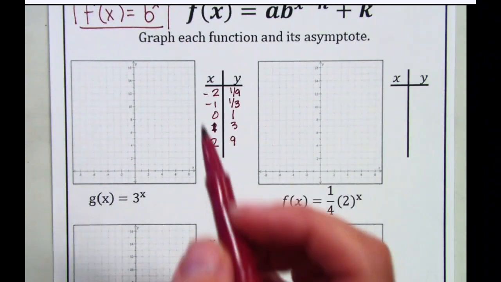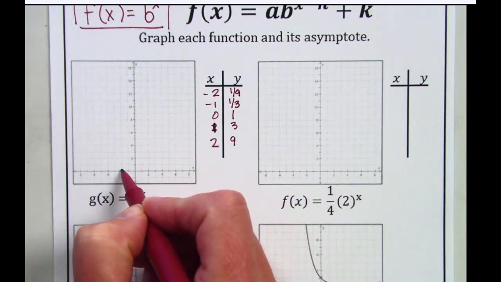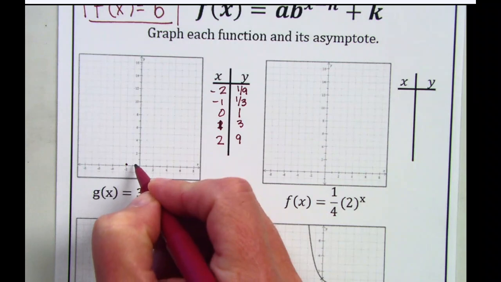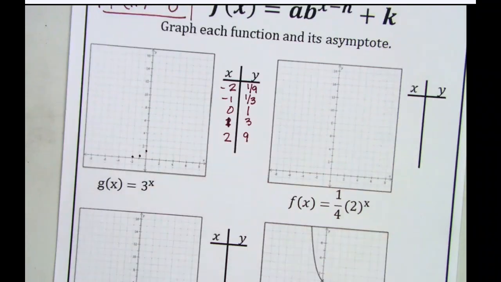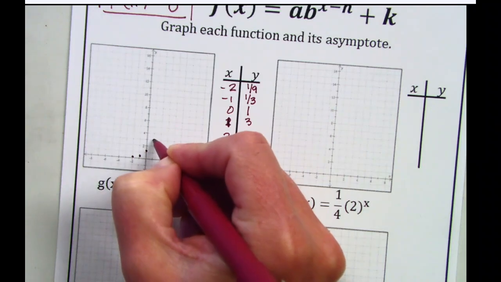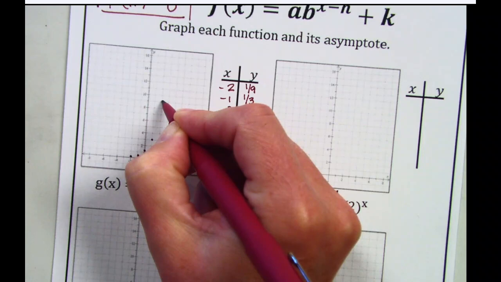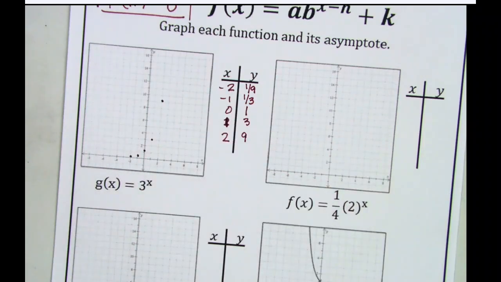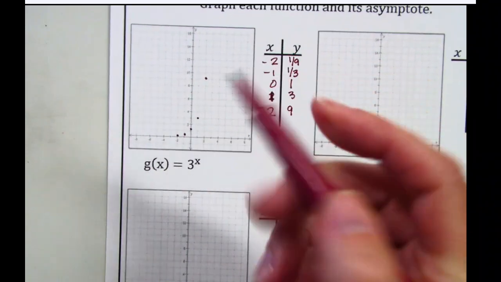All right, so plot those points. -2, 1/9 is going to be pretty close to right here. -1, 1/3, 0, 1, 1, 3, and 2, 9. Alex has that nifty connect the dot tool, but I've just got to be careful as I draw this.